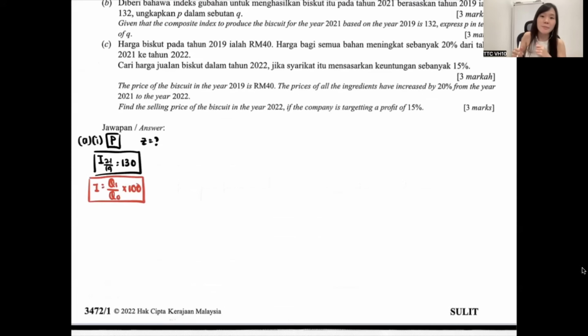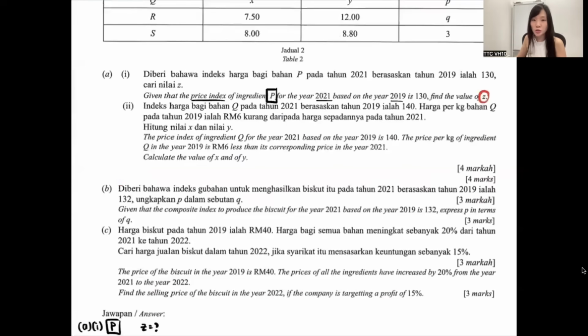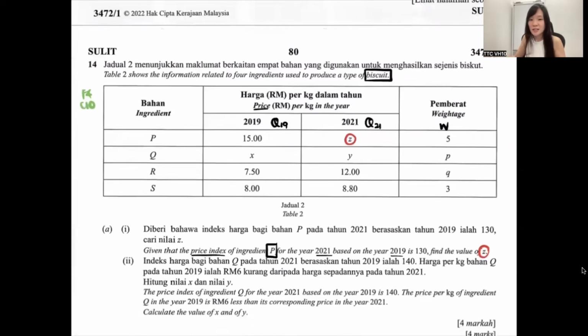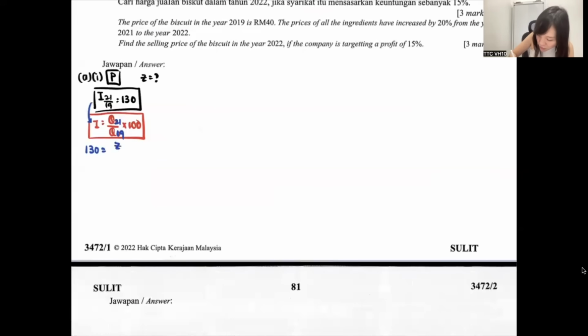All I need to do is sub inside. Remember, now we can sub the I on the left side. But remember, if you're subbing the I on the left side, you are doing 21 over 19. So you must put Q21 on top, Q19 at the bottom. So which one should I put? Remember, you are doing ingredient P. So ingredient P has 2 prices here. One is Z, one is 15 ringgit. Which one on top? 21. Which one at the bottom? 19. So Z on top, 15 at the bottom, times 100. Move around, getting the answer.